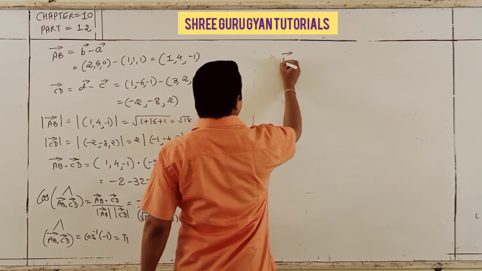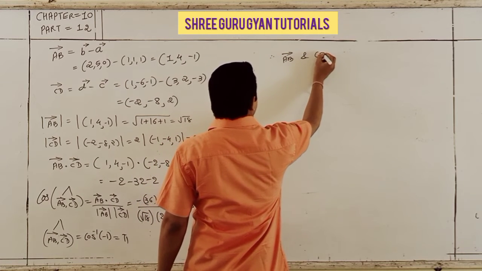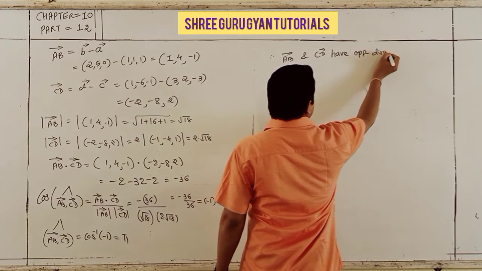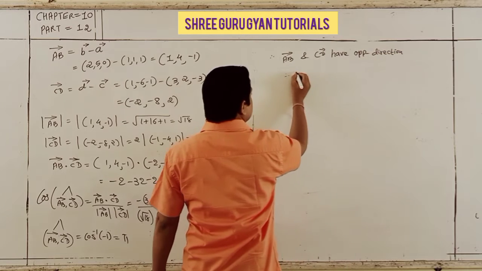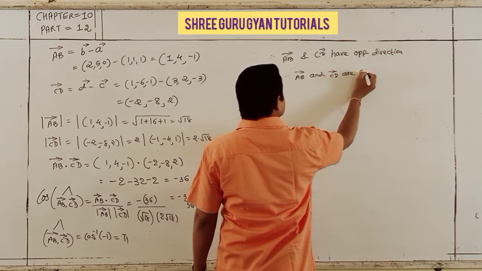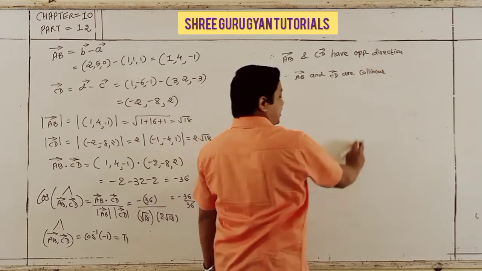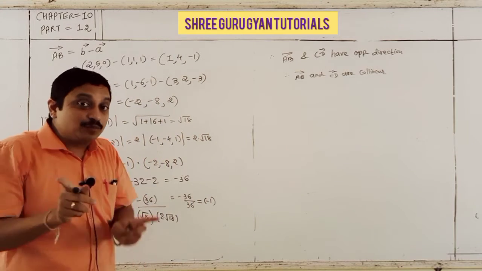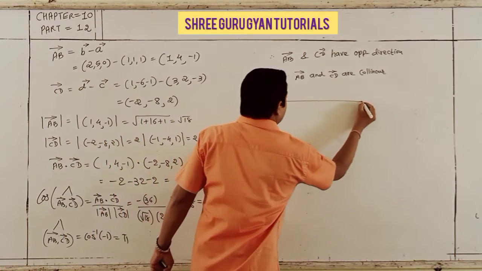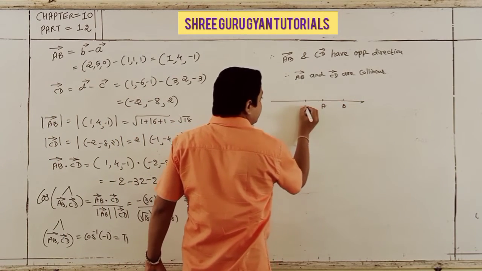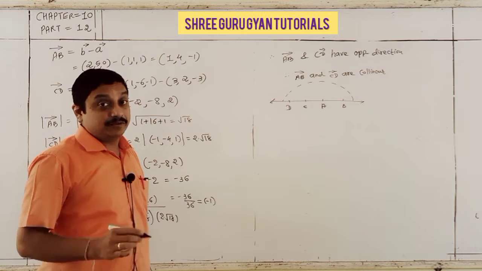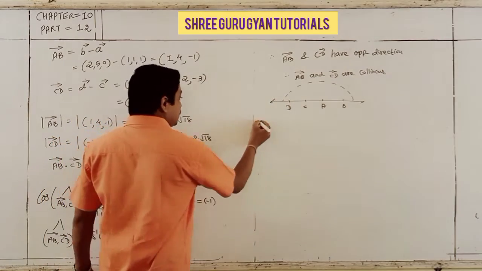That's why AB and CD have opposite directions, therefore AB and CD are collinear. If they go in the same direction or in the opposite direction, this opposite direction indicates 180 degrees. If you draw roughly, here AB, here CD, the angle between them is 180 degrees, so it is sure they are collinear. Now continue our examples.